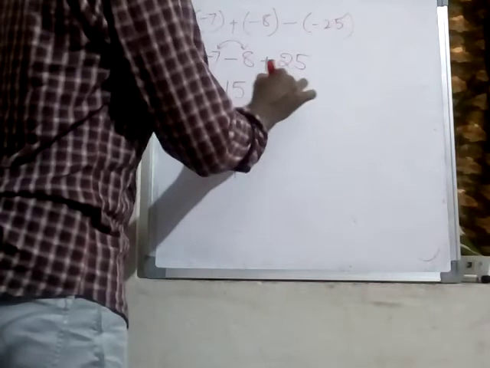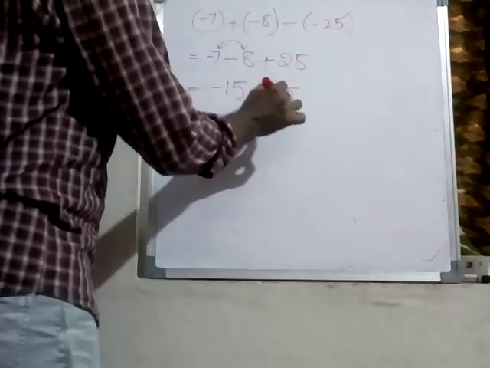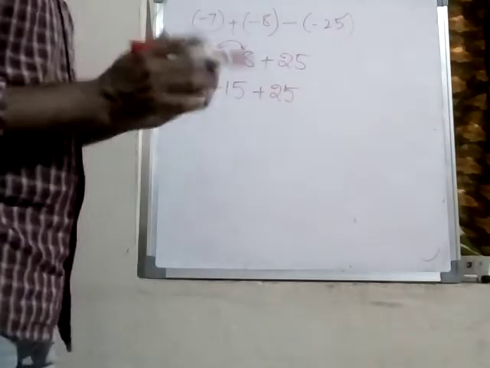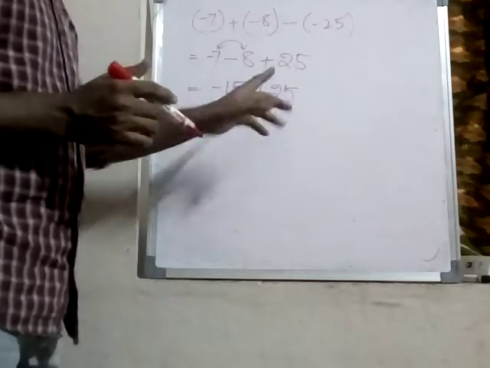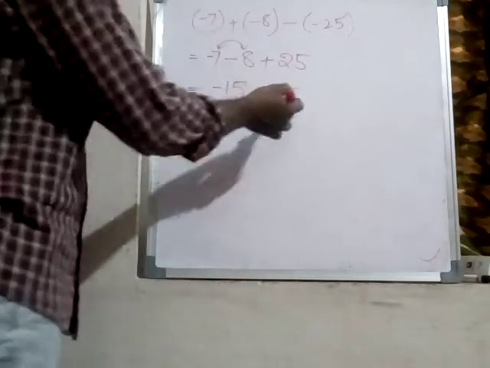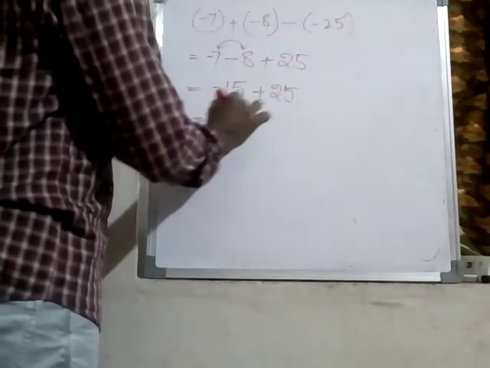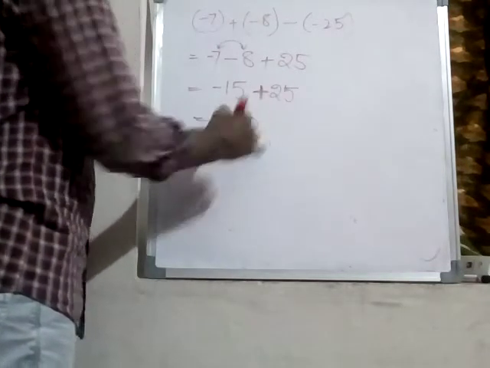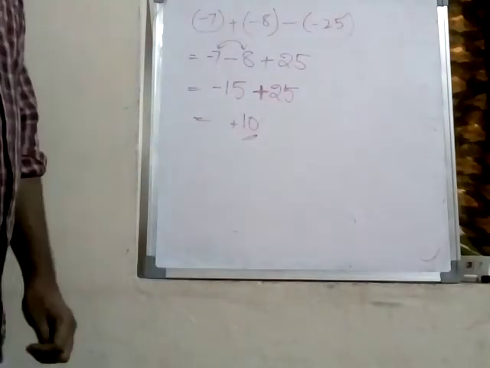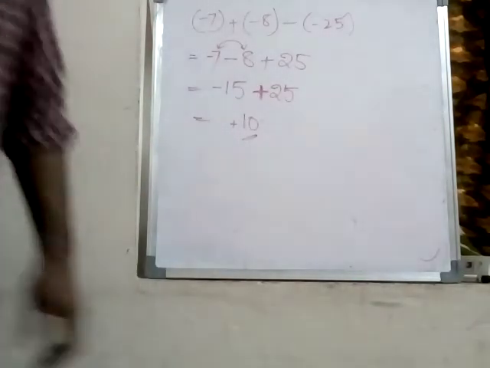Plus 25: one is a negative term, one is a positive term, so we have to do subtraction. Same sign, then we add. Different sign, one negative and one positive, we do subtraction. 25 minus 15, how much? 10. The bigger one has the positive sign, so it is plus 10. The answer is plus 10. One more problem.